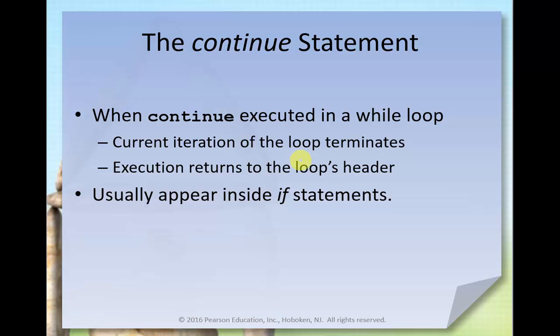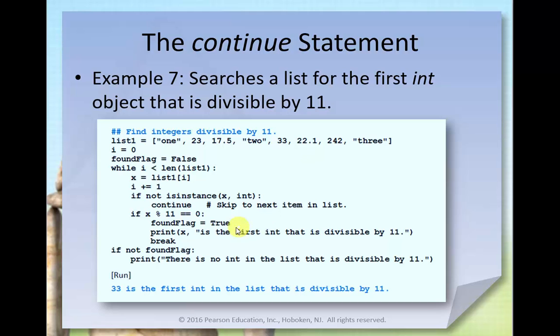It would simply be used where it's most often used, because a lot of times as you're going through a section of code, you're going to get to some point where it's not necessary to execute the remaining code. You just need to go back to the top of the loop and start the next iteration. And the continue statement is what's useful for doing that. In other words, skip to the next item.